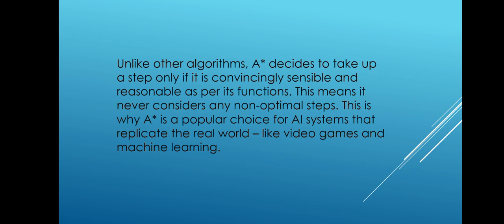Unlike other algorithms, A-star decides to take a step only if it is convincingly sensible and reasonable as per its functions. This means it never considers any non-optimal steps. This is why A-star is a popular choice for AI systems that replicate the real world, like video games and machine learning.